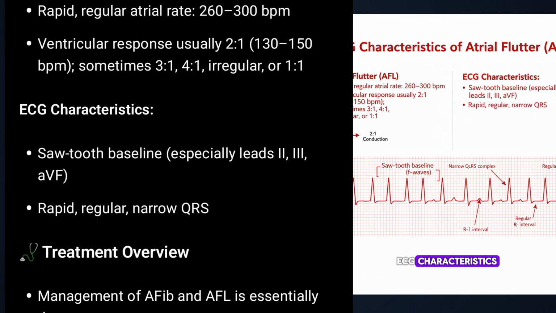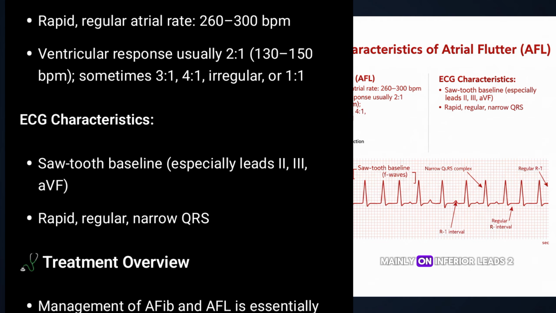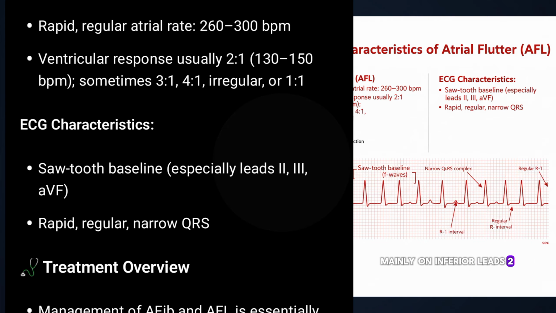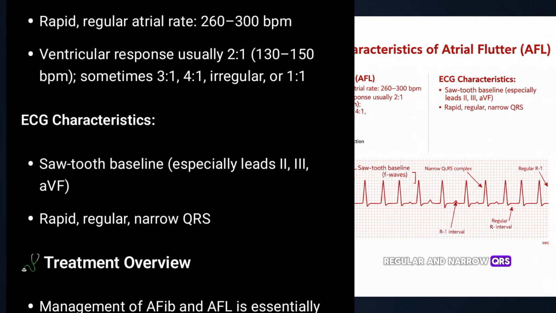ECG characteristics. Sawtooth appearance of the baseline, mainly on inferior leads 2, 3, aVF. Rapid, regular, and narrow QRS.